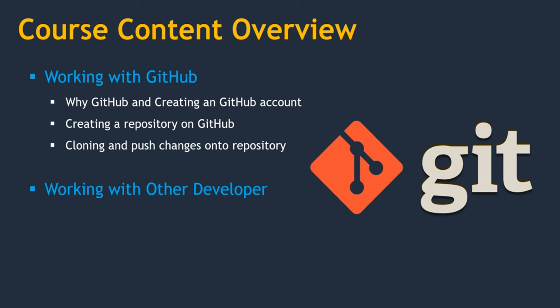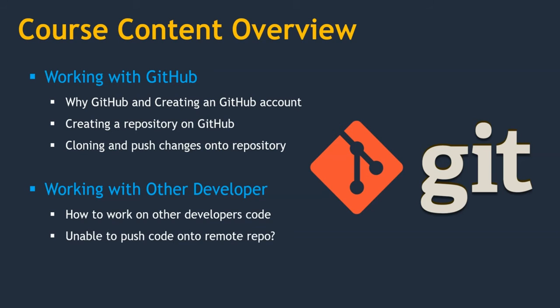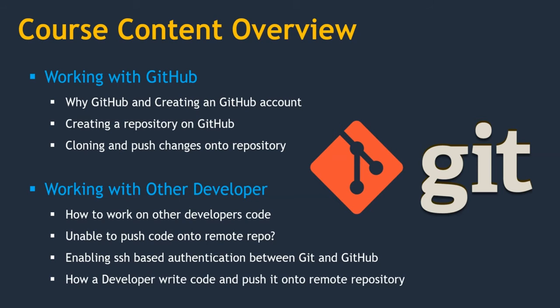Next, working with other developer. Here we are going to see how to work with other developers' code. If we are unable to push changes onto remote repository, how can we resolve it? Enabling SSH-based authentication between Git and GitHub. How a developer writes code and pushes it onto remote repository. This we see in this module.